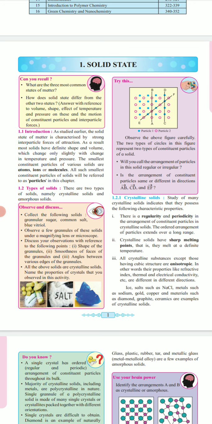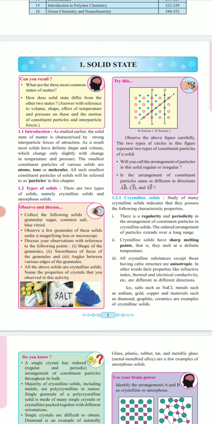1.2 Types of solids. There are two types of solids, namely crystalline solids and amorphous solids. 1.2.1 Crystalline solids. Study of many crystalline solids indicates that they possess the following characteristic properties. First, there is a regularity and periodicity in the arrangement of constituent particles in the crystalline solid. The ordered arrangement of particles extends over a long range.